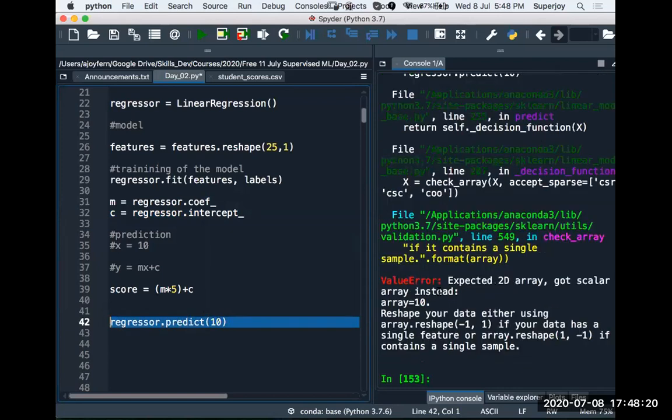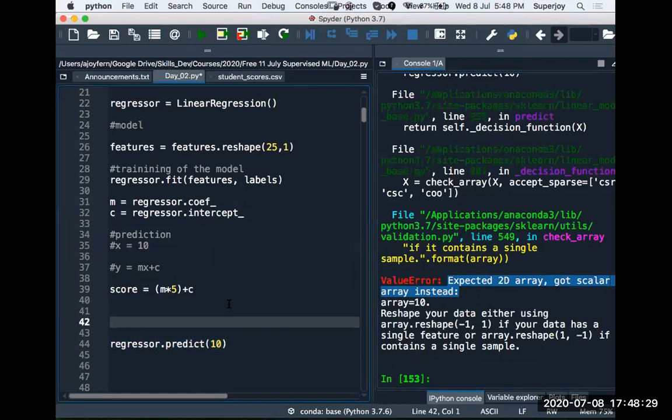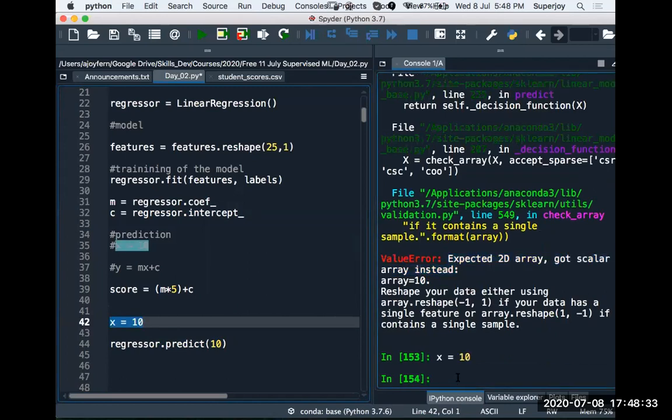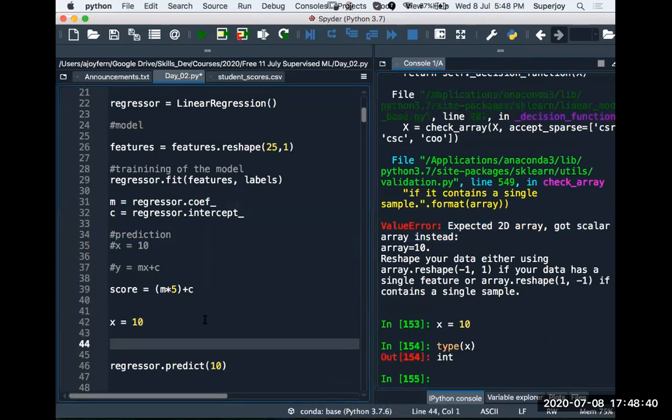So see this, guys, oh, we got the error again. What is that? Expected 2D array. Wo ye keh raha hai aapne 10 aise hi pass kar diya, it has to be in two dimensional. So how we can do that? So x is equal to 10, x is integer hai, dekho zara yahan pe type of x is integer. To kya kar sakte hain? Can we convert this into an ND array? How we can convert this into ND array?